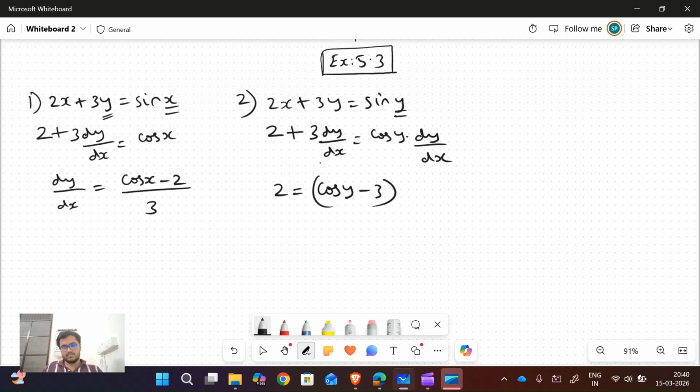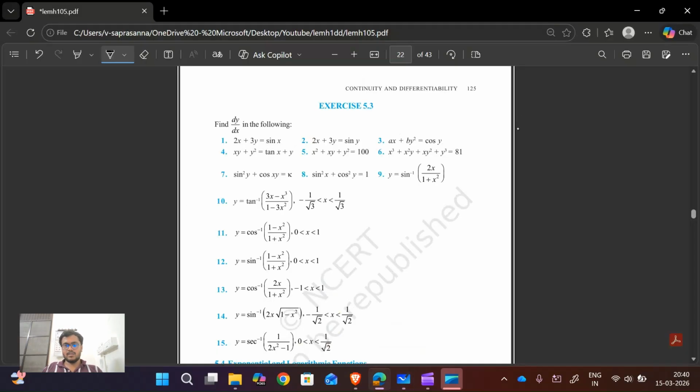Now 2 is equal to cos y minus 3, bring 3 this side, okay? Bring this whole term this side. So we'll get dy by dx is equal to 2 by cos y minus 3. That's all. You can make y in terms of x and substitute here, but not necessary. This is the method. I'm just trying to tell the method to solve.